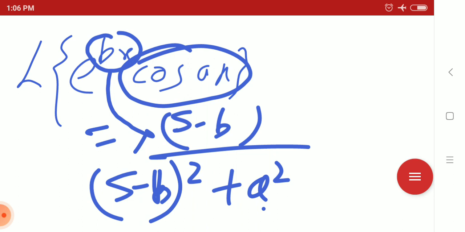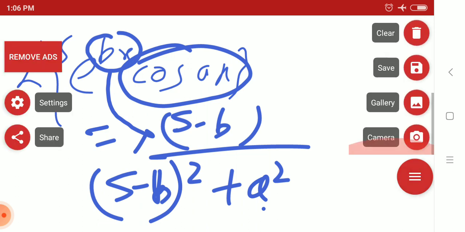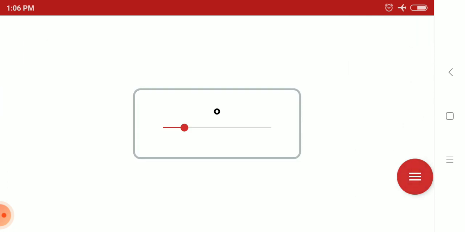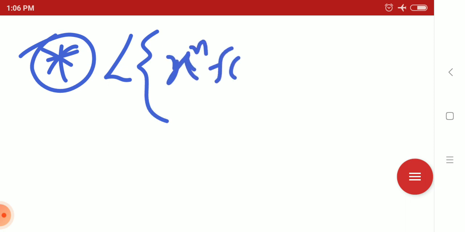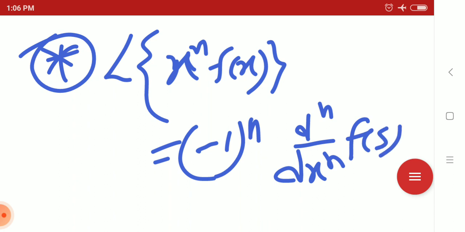Similarly, let's discuss another important property: the Laplace transformation of x to the power n f of x will be minus 1 whole to the power n times d^n by ds^n of F of s. That means what?